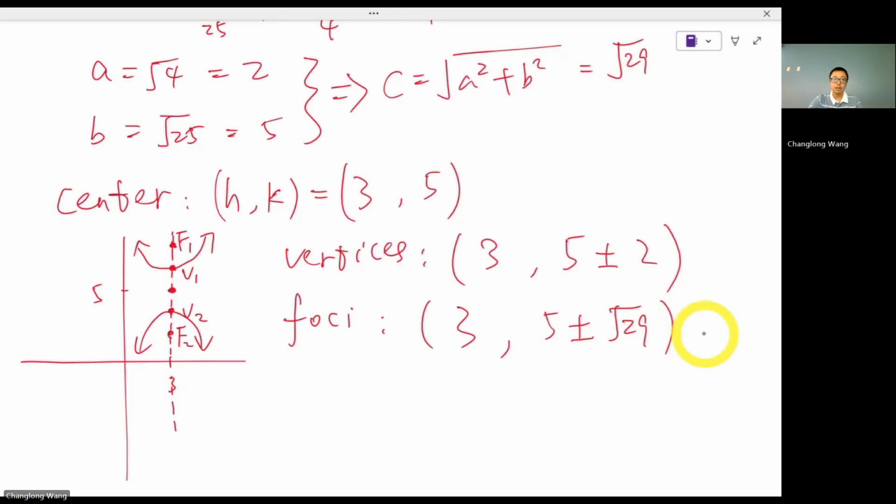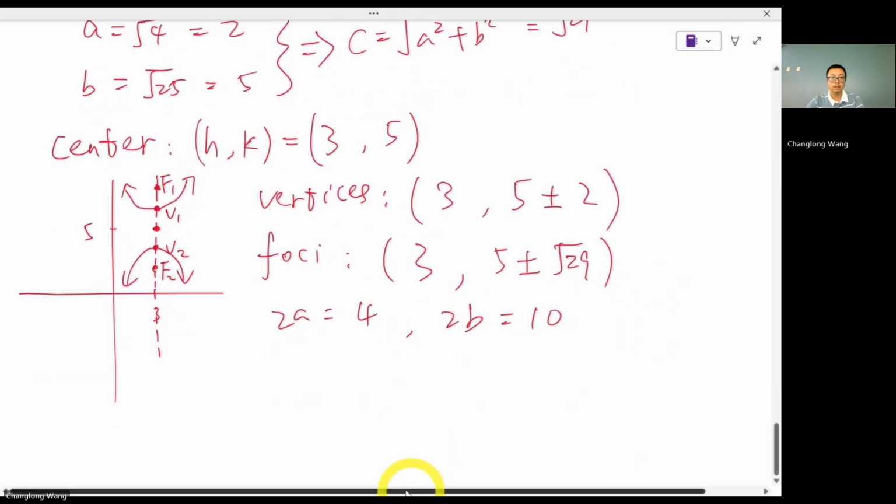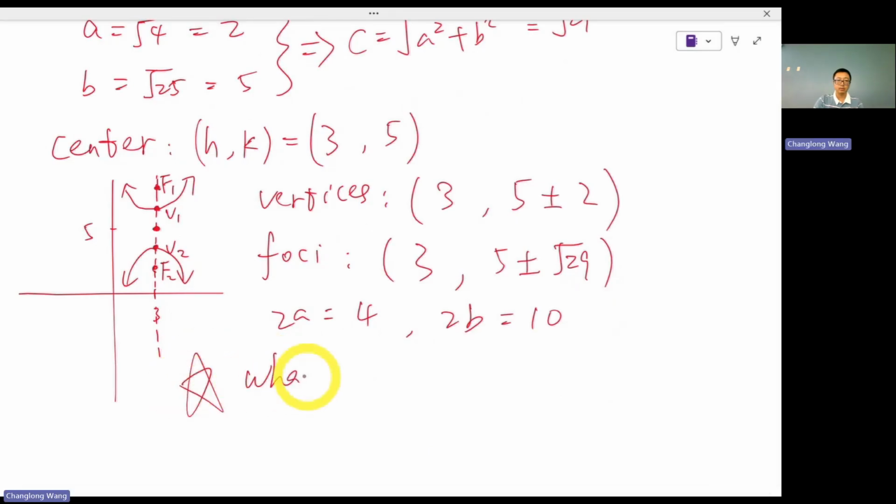Now, what else do we need? I think maybe 2a, right? So it'll be 4, 2b will be 10, right? They're trivial. But what is not trivial is what about the asymptotes, right? Or slant asymptotes.